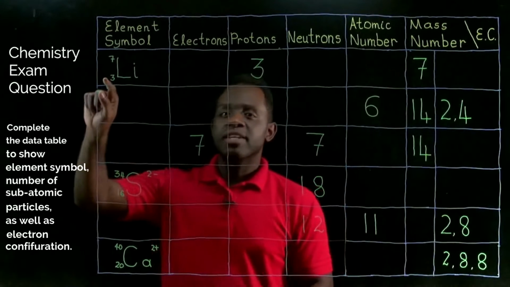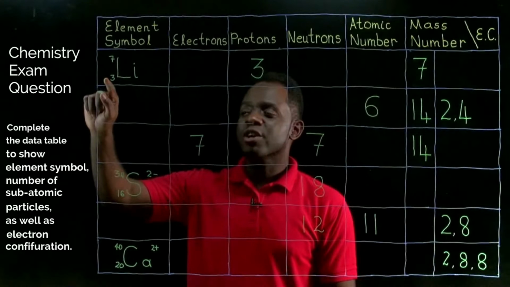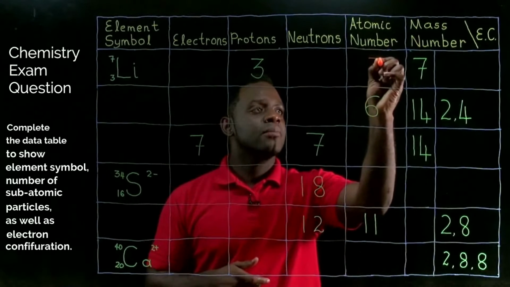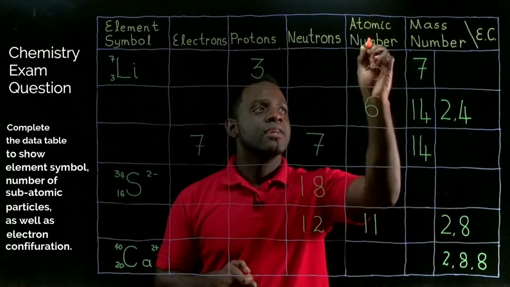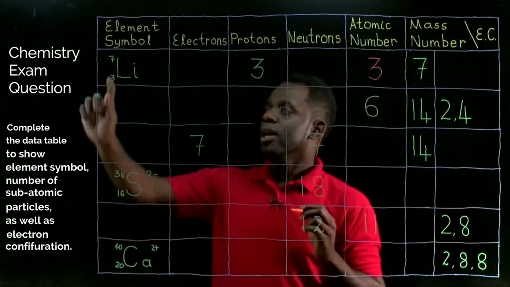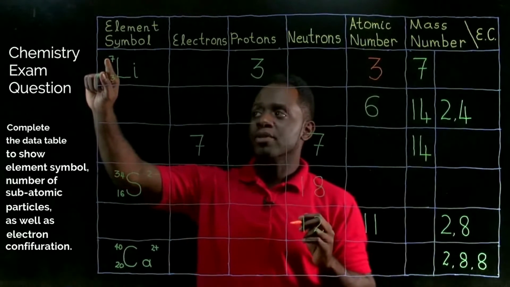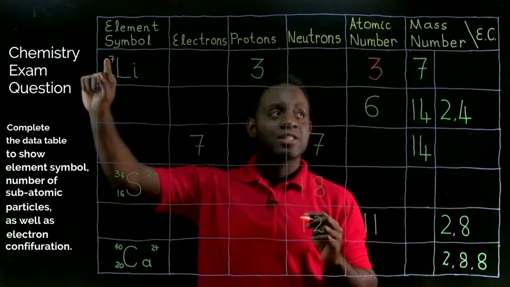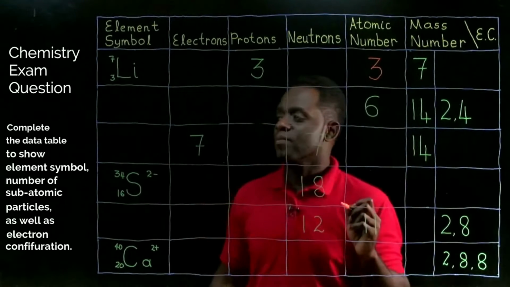This 3 here is in the position subscript left, which is reserved for the atomic number. So we can go right ahead and start completing our table with a 3 here under the heading atomic number. This 7 is in the superscript left position, and this position is reserved for the mass number, which has already been written in for us.